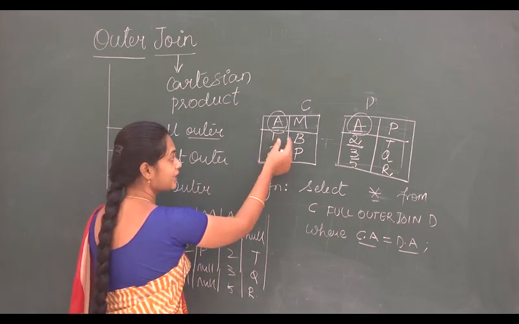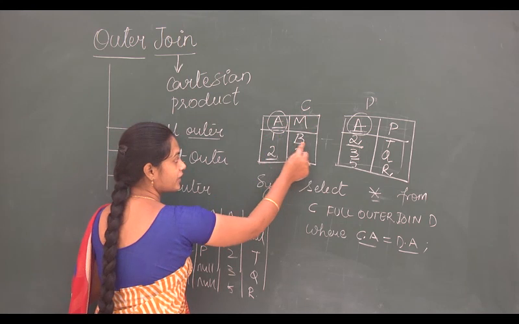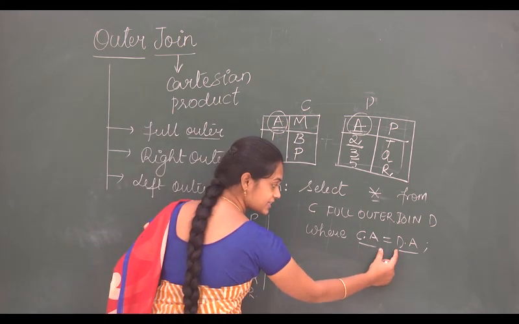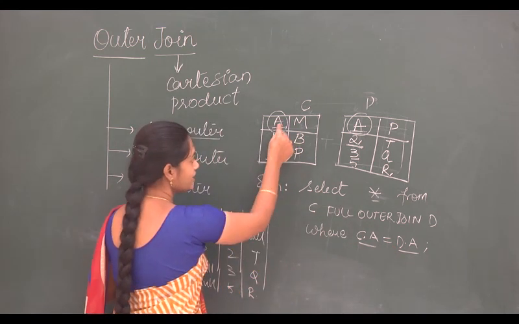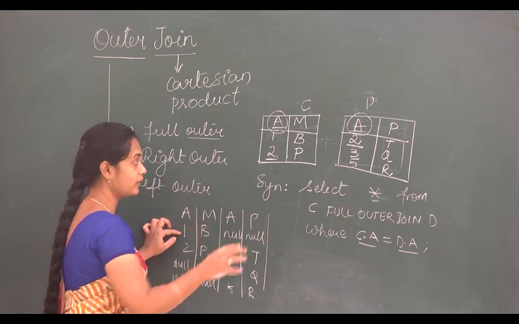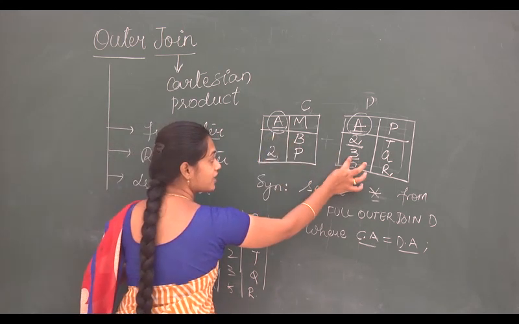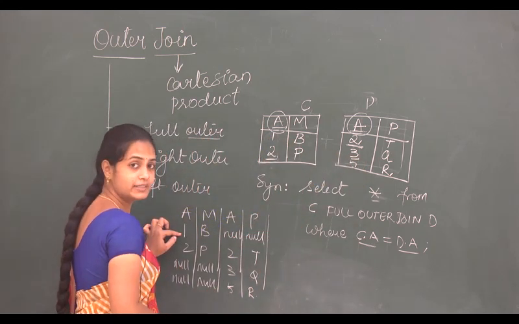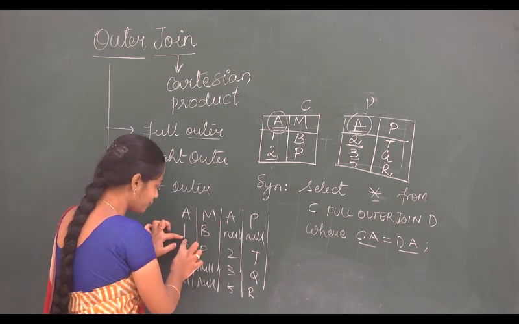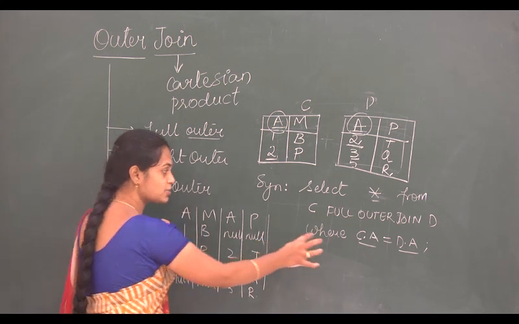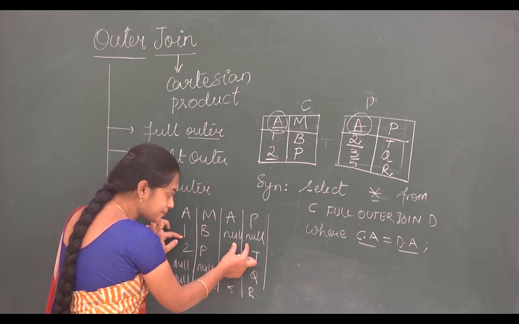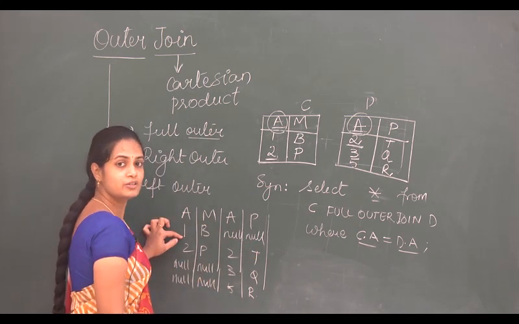Okay, so first what happens? First, this information will be retrieved, and against this condition it will check. So is C.A equal to D.A? This is not equal, because 1 is not present in table D. So then what happens? What will be there in the resultant query? 1B. Because there is no value in the D table, it will simply return null values here.